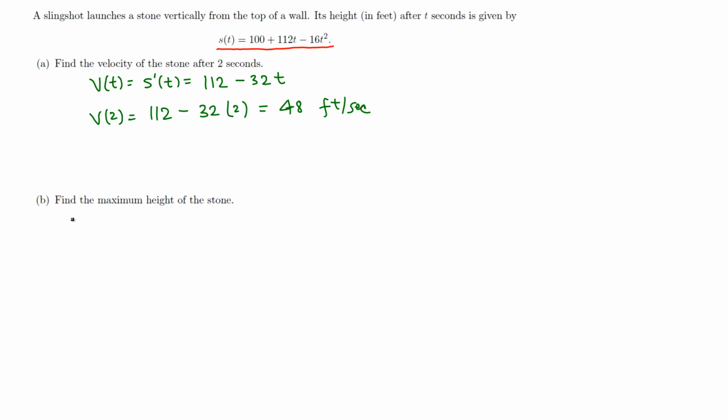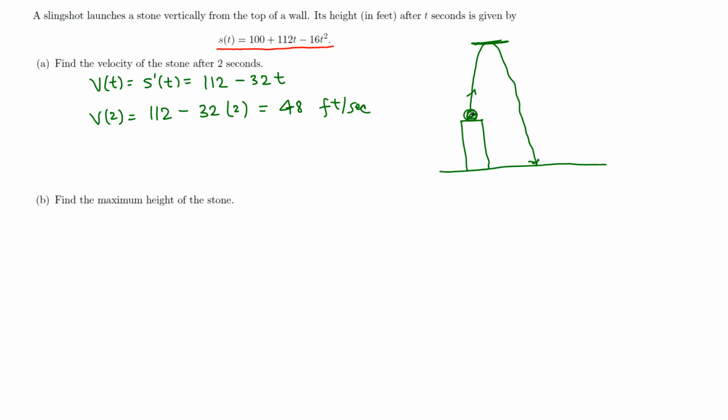In part B, we need to find the maximum height of the stone. So this is the ground, and from the top of a wall, somewhere from here, the stone was launched and it goes up and comes down. We need to assume that when it comes down, it misses this wall. So let's show the path. It goes up and hits the ground after some time, and this is the maximum height.